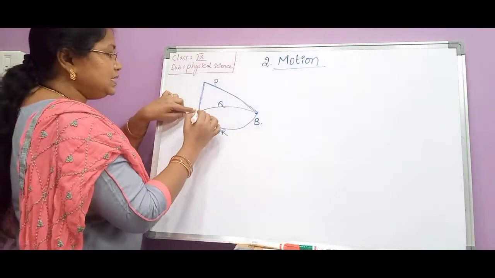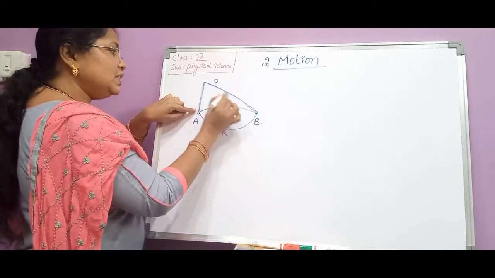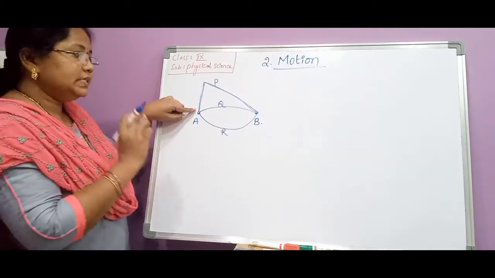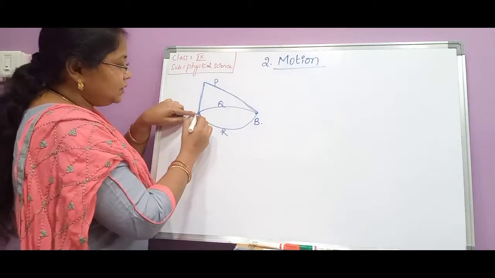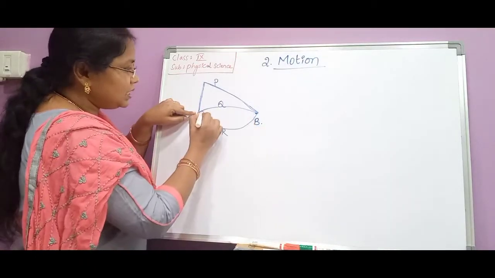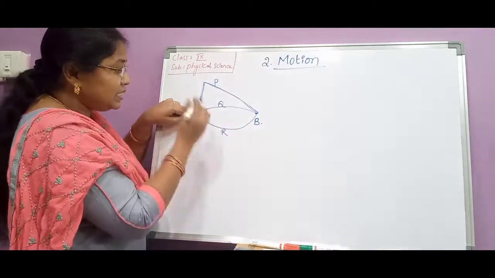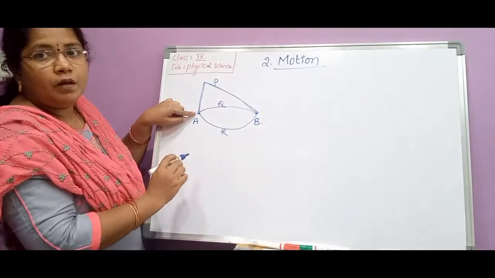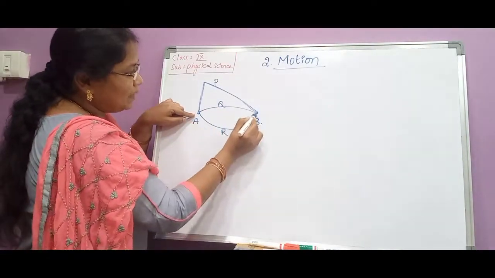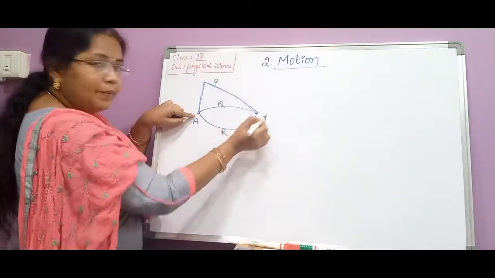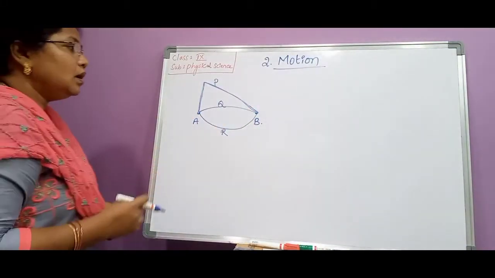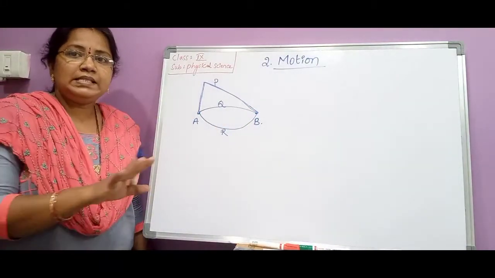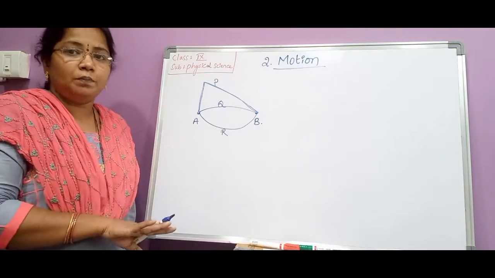If the object travels in this path, we have to measure the length of this path only in order to tell the distance traveled by that object. If the object travels in this path, then we have to measure this path only, the length of A, Q, B only. If the object travels in this path, then we have to measure the length of the path A, R, B, depending upon the path chosen by the object. Distance depends upon the path chosen by the object.